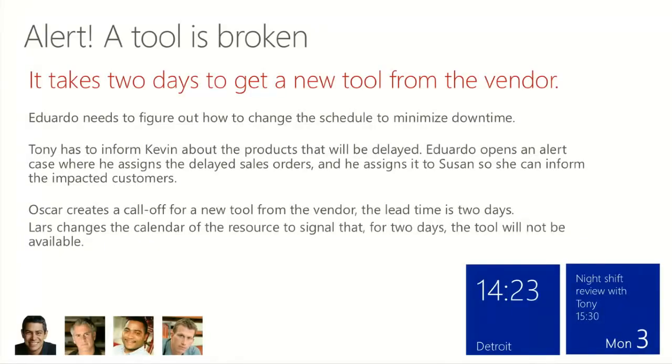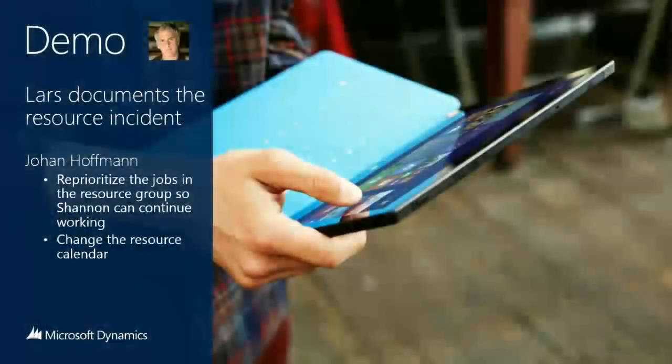So as it is, it takes some time to get a new tool from the vendor. That basically means we need to now go into and reschedule our production. And we also need to make sure that the system understands that for 2 days, we will not have this tool available, and that we will need to reschedule the production orders that are actually associated to that. So we start actually with that: Lars is going in and documents the resource.